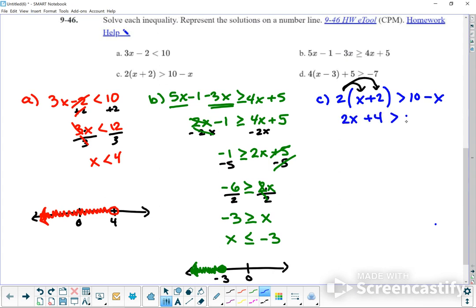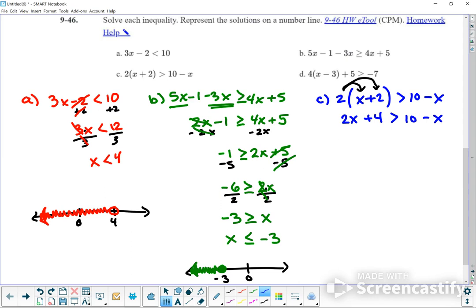Copy the rest down. Okay, those of you guys who are not copying and doing this step by step, this is where you get lost, and this is where you end up saying you don't know how to do it because you're not listening to what I'm saying. Do the work. 2 times x is 2x. 2 times positive 2 is 4. That's all you're doing. That's all the work you're doing for now. You're going to copy the rest down. Don't be lazy. Copy it down.